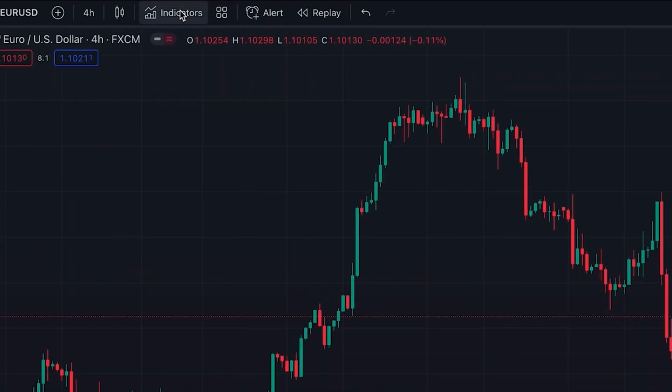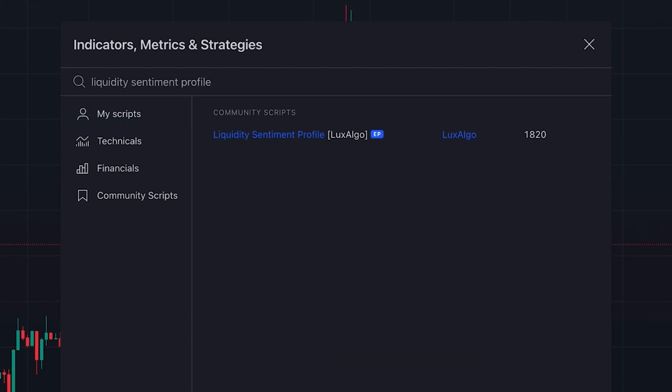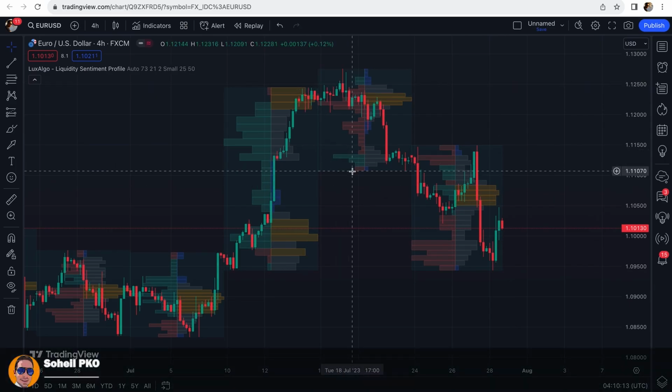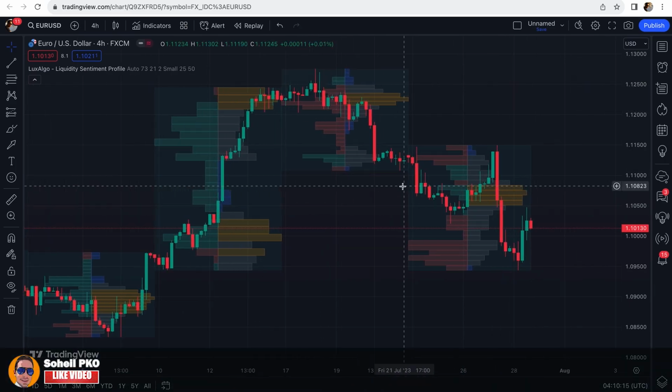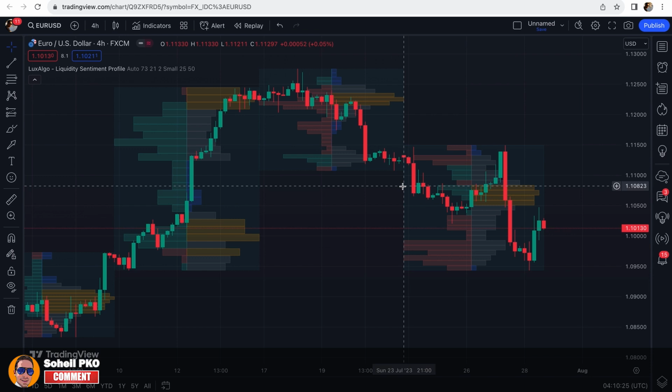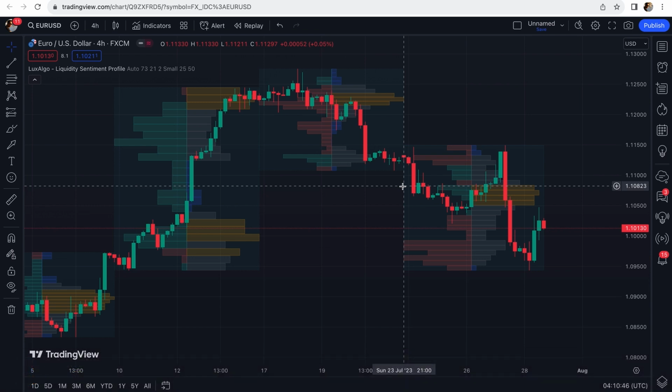And the last indicator that I want to introduce is called liquidity sentiment profile. This one is an editor's picks indicator, and it's a free indicator from Lux Algo. Alright, this is the indicator, and as you can see, it's overlaid on the price chart. This is an advanced indicator that combines price and volume to show the distribution of the liquidity and the market sentiment at specific price levels. So it will help you to identify significant price levels, support and resistance levels, consolidation zones, and more.